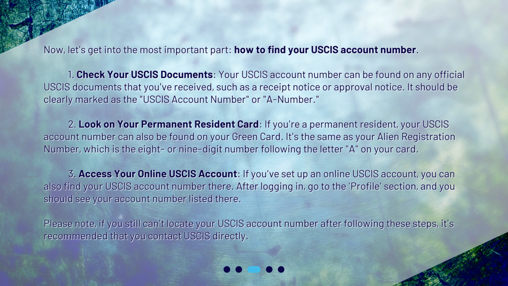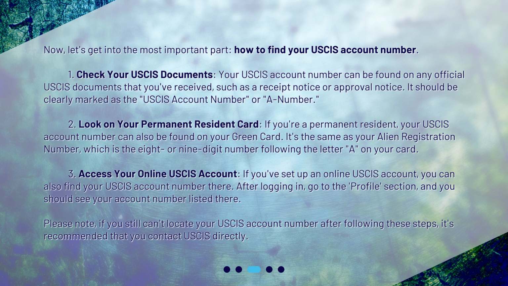2. Look on your permanent resident card. If you're a permanent resident, your USCIS account number can also be found on your green card. It's the same as your alien registration number, which is the 8 or 9-digit number following the letter A on your card.